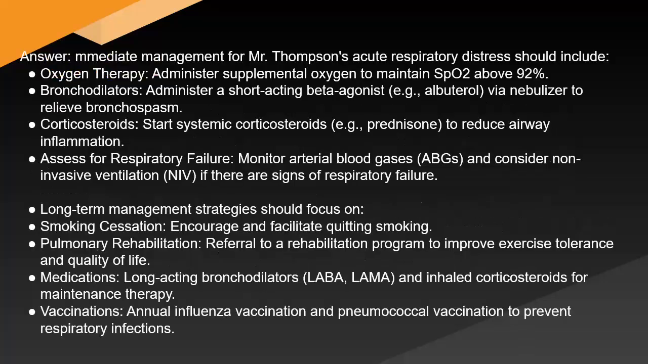Answer: immediate management for Mr. Thompson's acute respiratory distress should include oxygen therapy. Administer supplemental oxygen to maintain SpO2 above 92%. Bronchodilators: administer a short-acting beta-agonist, e.g. albuterol via nebulizer, to relieve bronchospasm. Corticosteroids: start systemic corticosteroids, e.g. prednisone, to reduce airway inflammation. Assess for respiratory failure: monitor arterial blood gases, ECGs, and consider non-invasive ventilation if there are signs of respiratory failure.